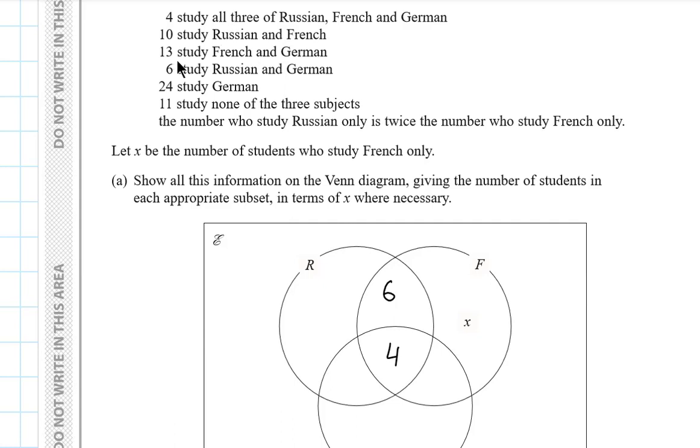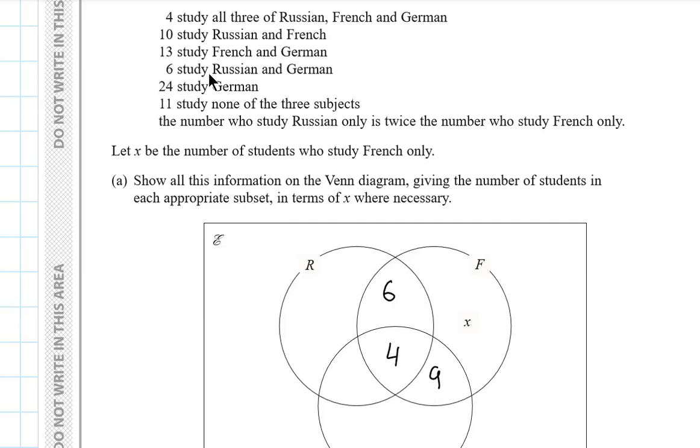The next information: 13 study French and German. Where is the intersection part of French and German? This is this one here. At this part, we should have 13. We have already 4, so we have here 9.